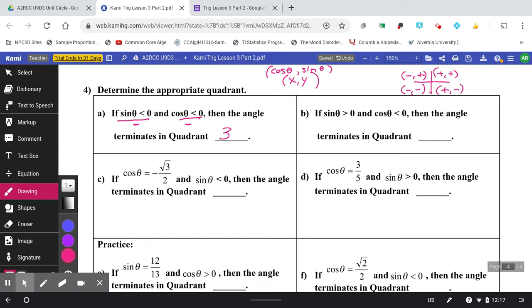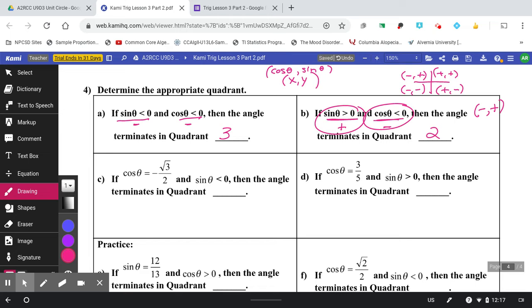All right. Next one, the sine this time is positive and the cosine is negative. Now remember, the cosine comes first. So what we're looking here is for when your x value is negative and your y value is positive. And that would be in quadrant 2, right? You're going left and then you're going up.